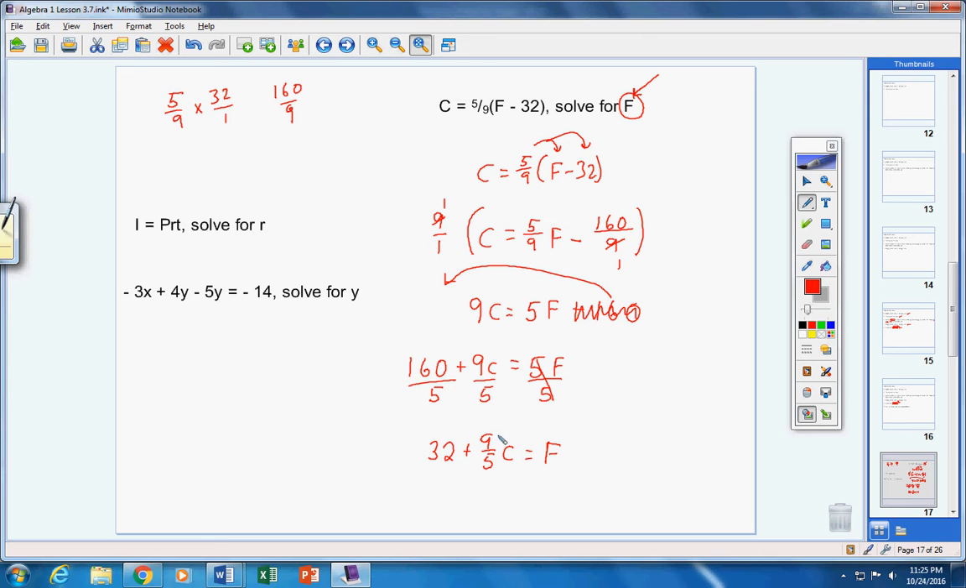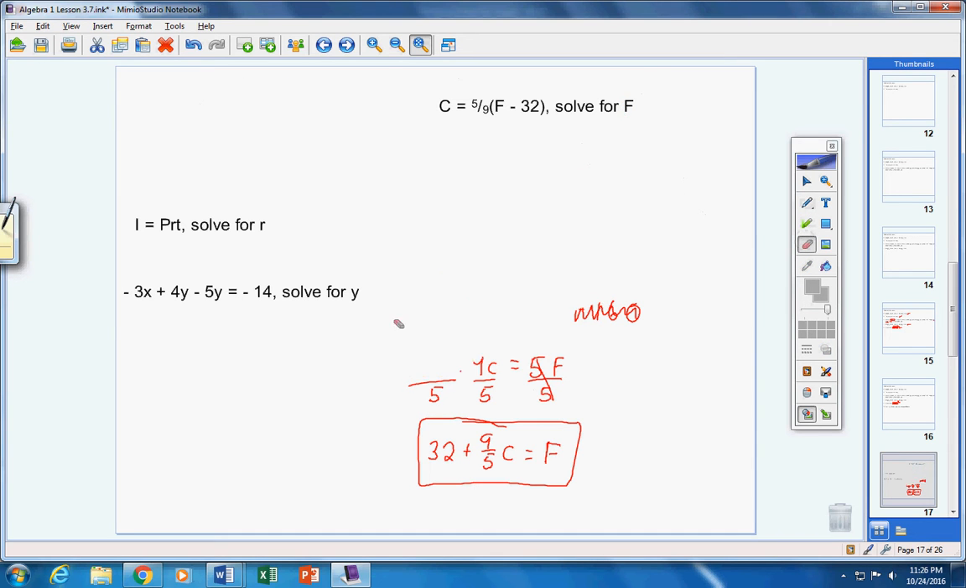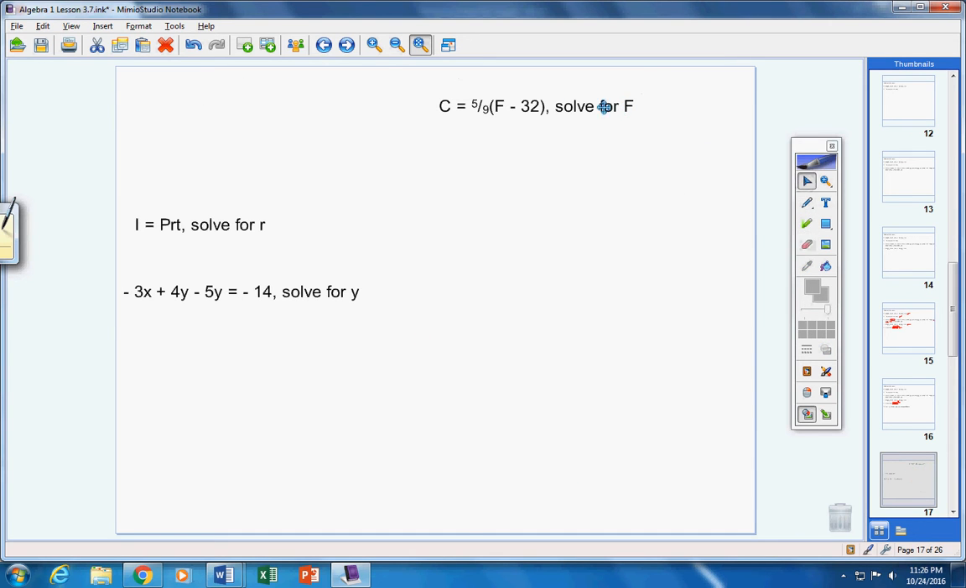Look at that, you did it. You got f all by itself. So that means you've solved for f. You've solved this equation for f. Good job, that's all there is to it. Okay, let's try another one. If I'm going too fast, back it up and watch it again, okay? That's one of the benefits of a video class. Okay, let's try another problem here.